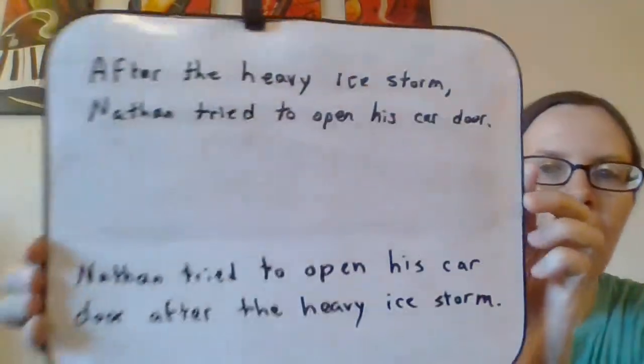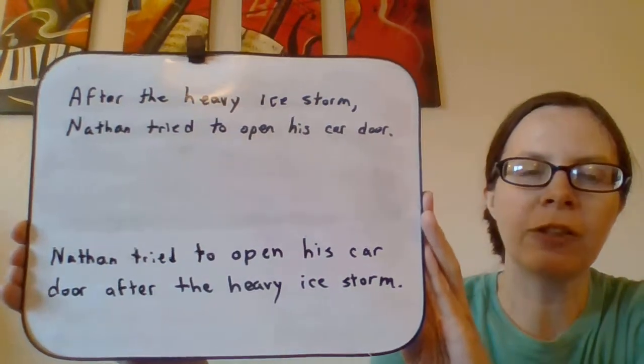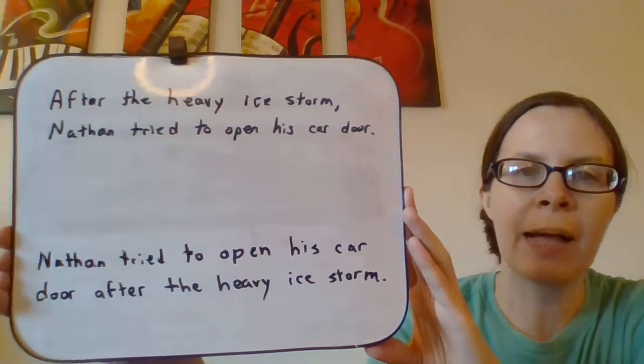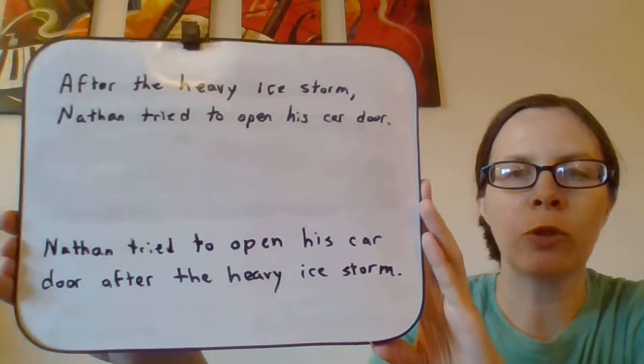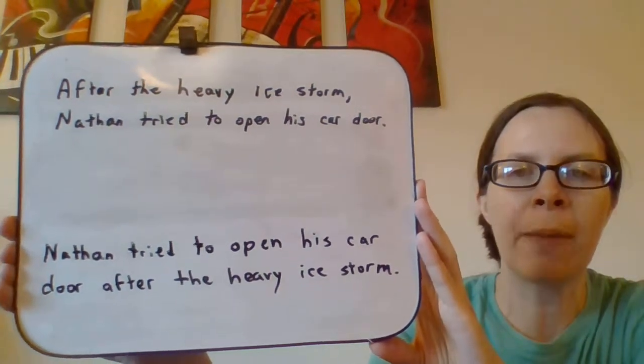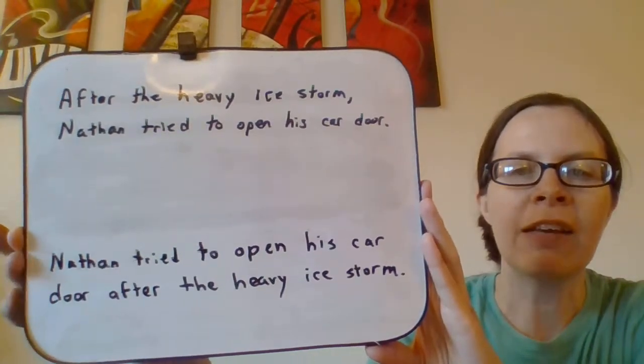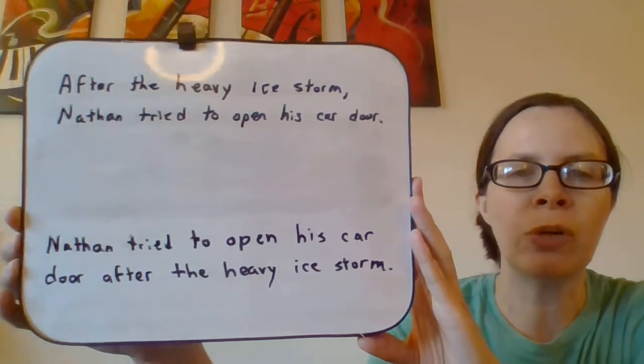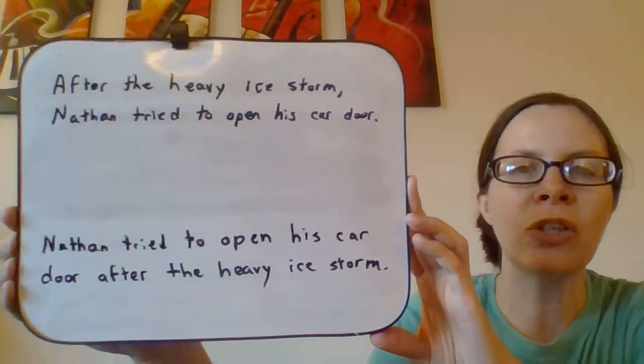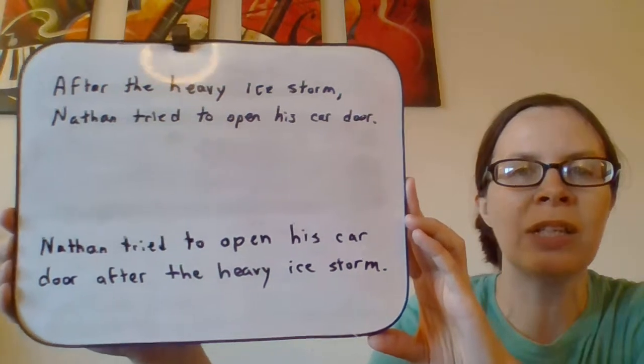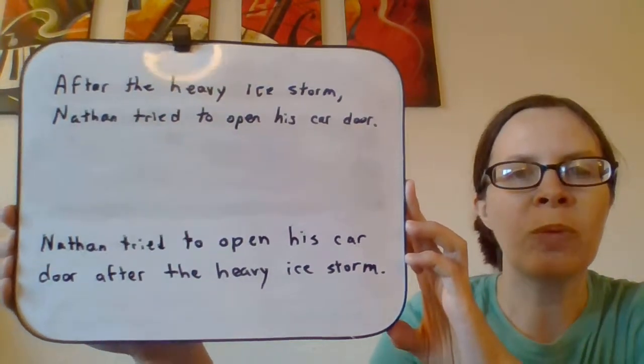All right, so I've written, now I have the dependent clause first. After the heavy ice storm, comma, Nathan tried to open his car door. So if the dependent clause comes first, you get a comma. And I left the other one down here. If the independent clause comes first, you don't get a comma. Now, both of these, again, took out the independent clause that we don't need to consider to know whether we need that comma or not.